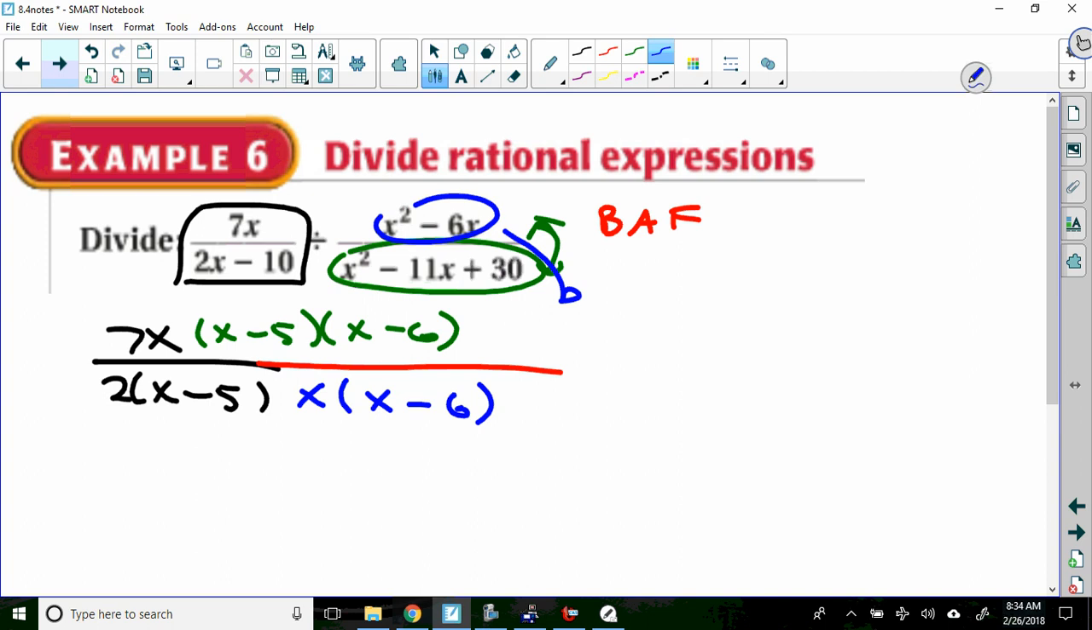Oh my. x minus 5 cancels x minus 5. x minus 6 cancels x minus 6. Anything else cancel here? The x with the x. So the x will cancel out the x. So what's left? 7 over 2. That's it.